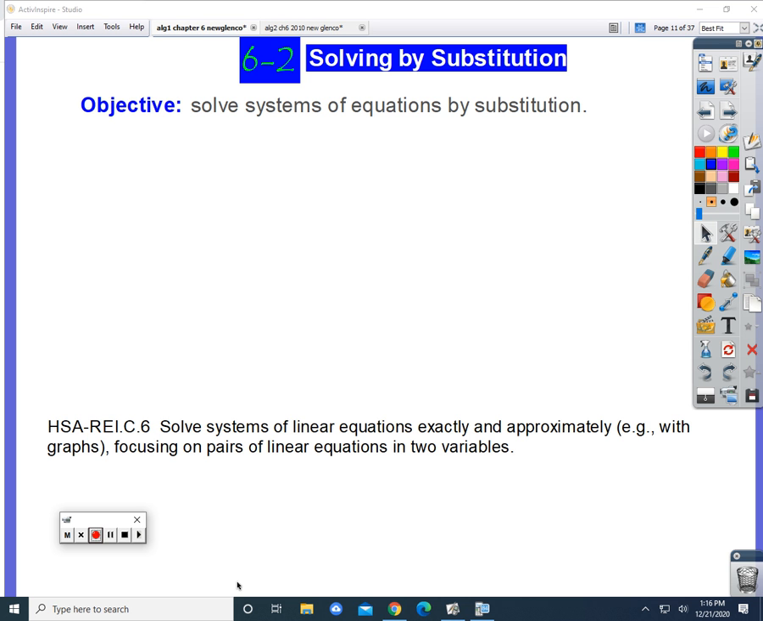Okay, we're going to learn section 6.2, solving by substitution. Before Christmas break, we solved systems by graphing. You can still use that to check your answers. And remember that what you're trying to get is an ordered pair if they're going to intersect. So let's see what we got.